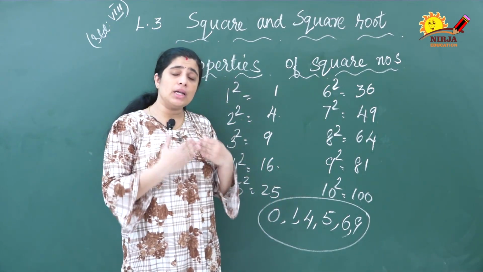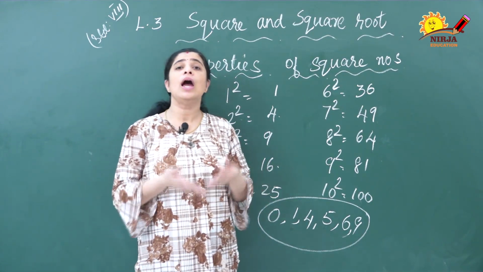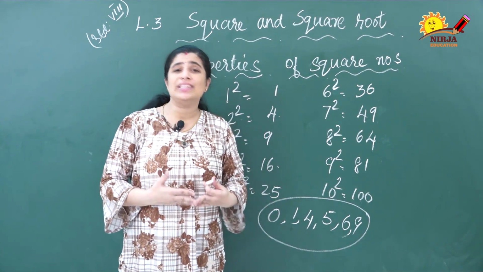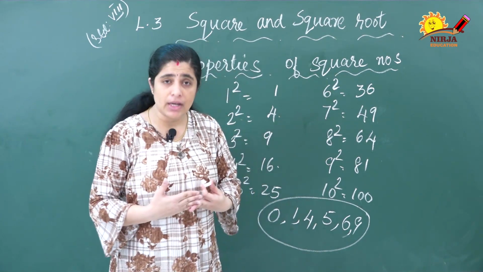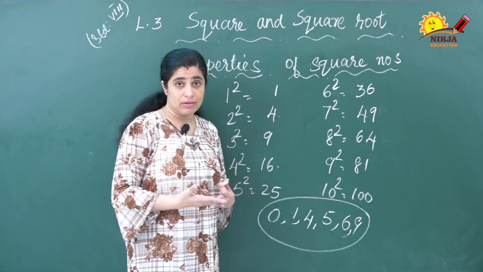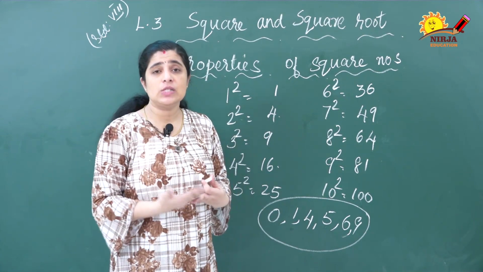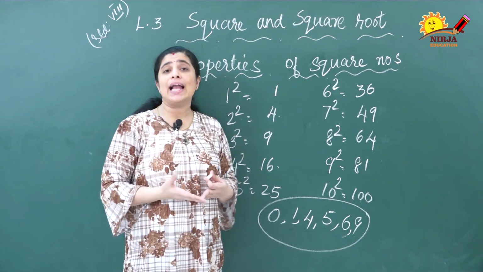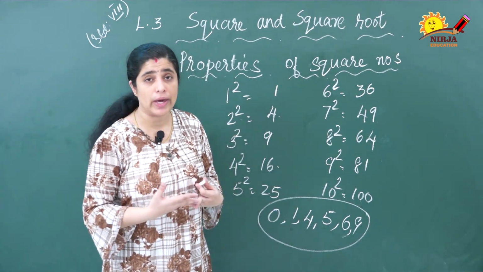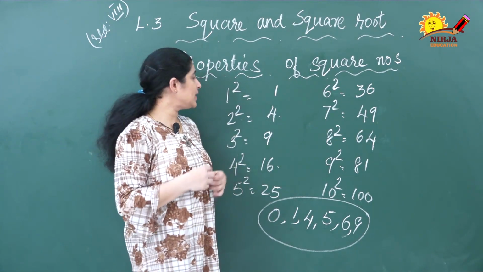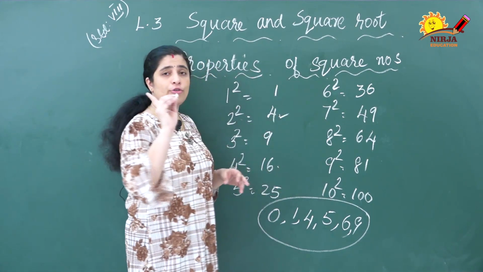If the number in the unit place is 2, then without finding the square root, you can conclude that that number is not a perfect square. If the number in the unit place is 7, then that number will also not be a perfect square. In this way, without calculating the square root, you can find whether the number is a perfect square or not.